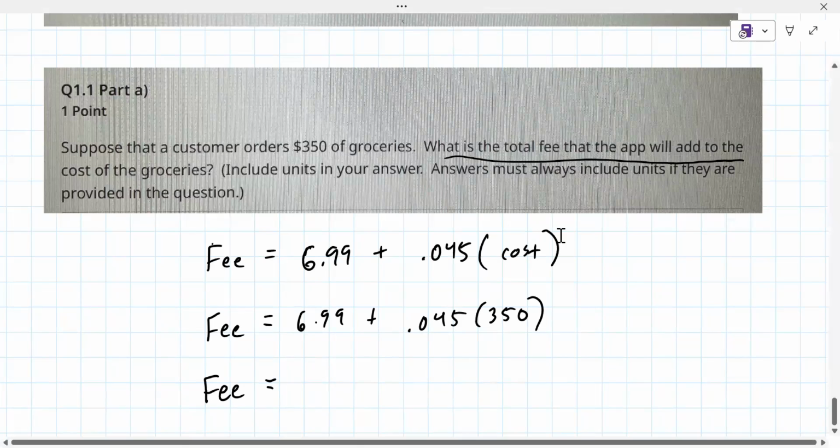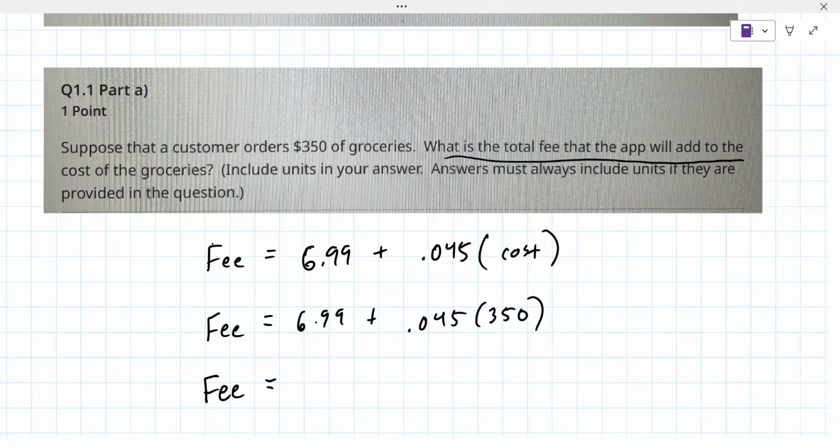Okay, so whenever you're ready, you can even type it in while we're doing it. But go ahead and work this out and let me know what you come up with.